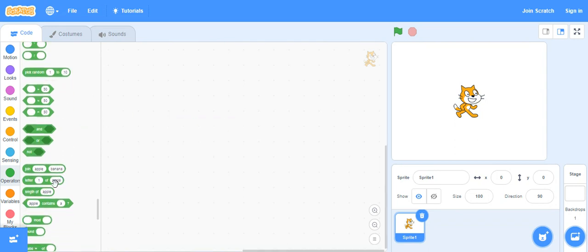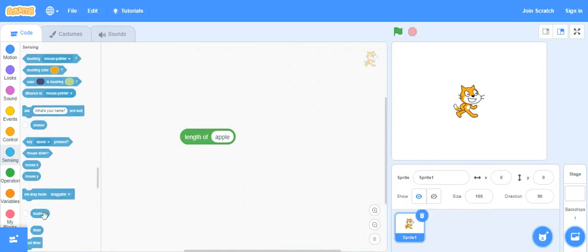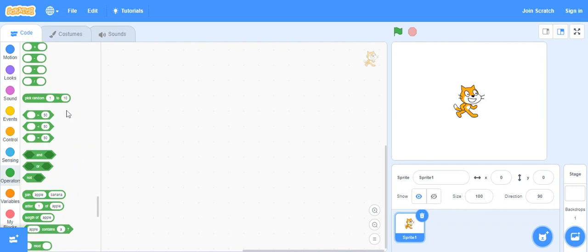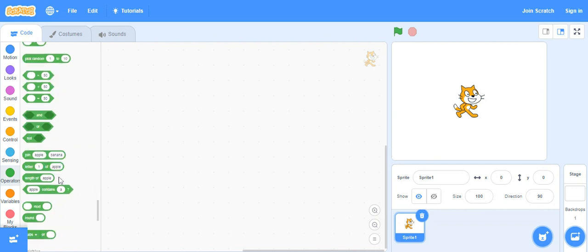Moving on to the next block, we have length of apple. What will you do if you have to find the length of a big word? This can come in handy, right? Like 11. That was quick. And we can embed it into our codes. We will know how to use these blocks in the 10th part of our course.